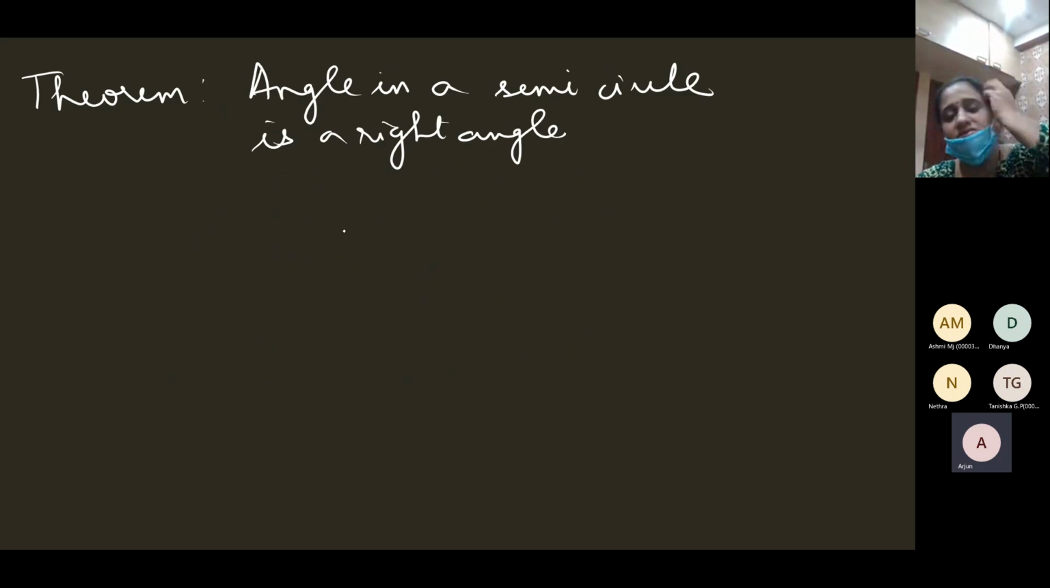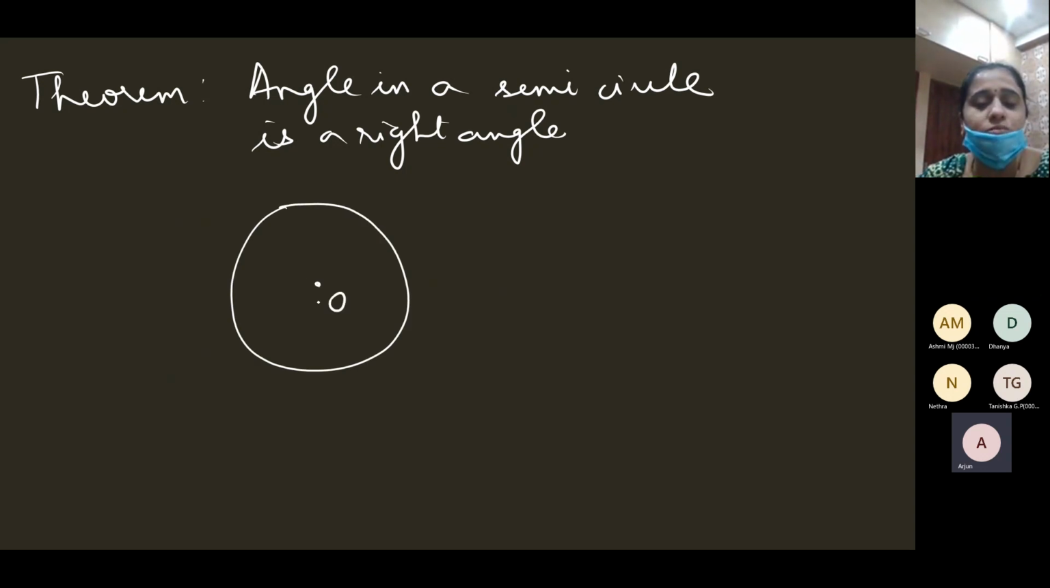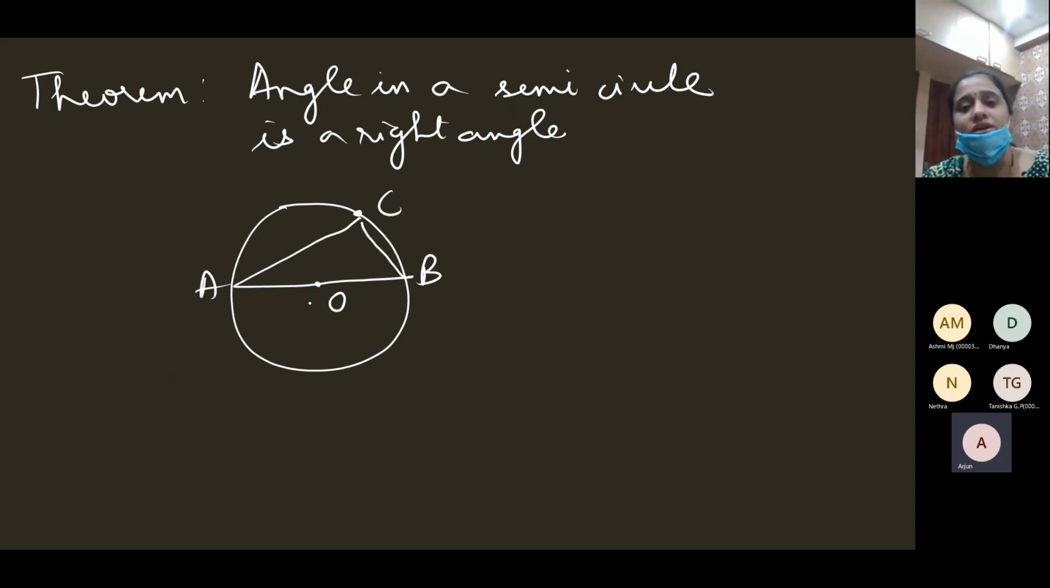Yeah, so this is angle in a semicircle is a right angle. Circle, center O, diameter. Now again, take any point C anywhere on the circle. Join A to C, B to C. That is, you're joining the ends of the diameter to the point C. AB is a diameter because it passes through the center O.